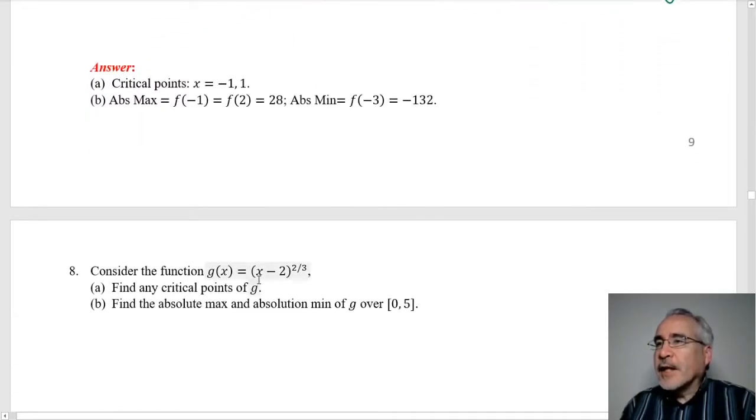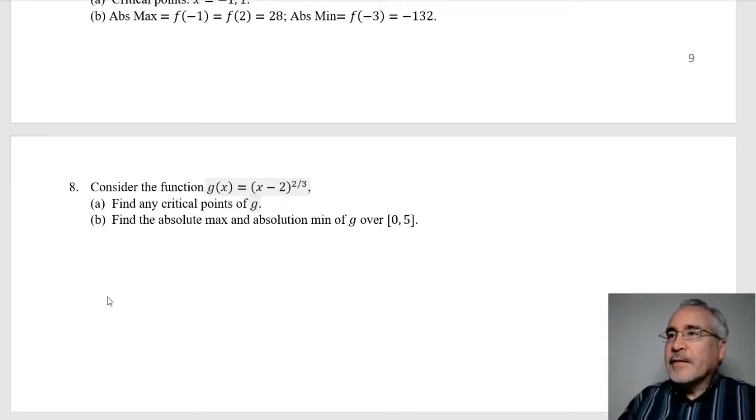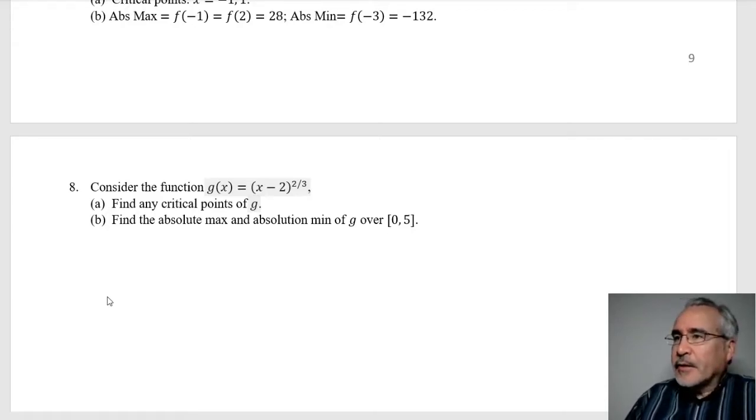Just keep moving along. Okay. So now we're given this function. Find any critical points, and then find the absolute max and absolute min of g over this interval. Okay. So first of all, we're going to take the derivative.